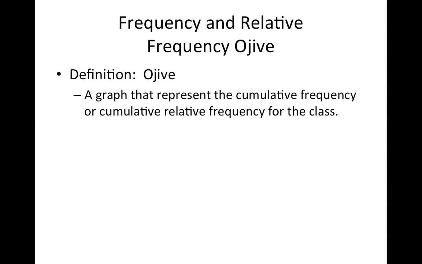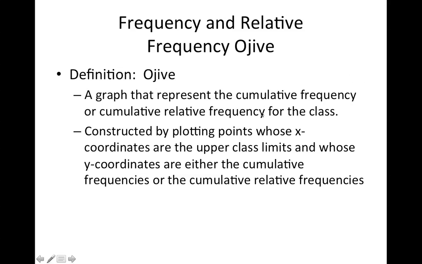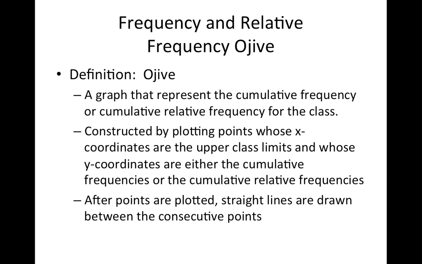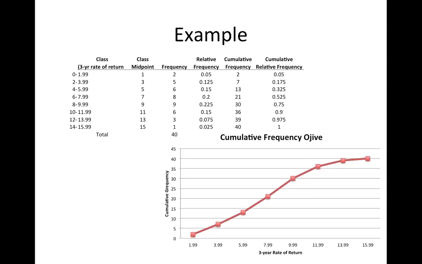Now let's talk about frequency and relative frequency ogives. An ogive is a graph that represents the cumulative frequency or the cumulative relative frequency for the class. And it's constructed by plotting points whose x-coordinates are the upper class limits, not the class midpoint, and whose y-coordinates are either the cumulative frequencies or the cumulative relative frequencies. So, after the points are plotted, straight lines are drawn between the consecutive points, and we can see what it's going to look like here.